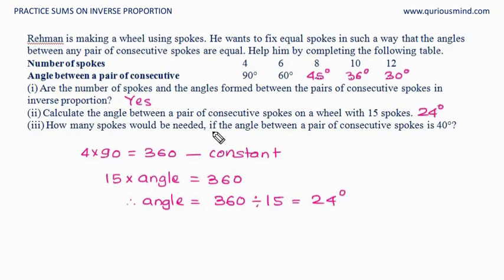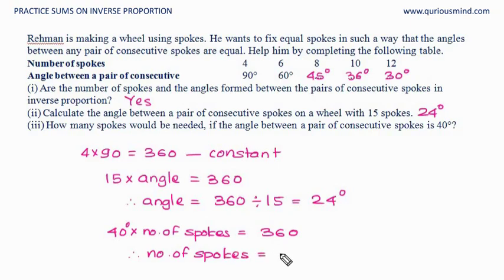How many spokes would be needed if the angle between a pair of consecutive spokes is 40 degrees? Again, we know the product has to be constant. So 40 degrees into the number of spokes is equal to 360, and therefore the number of spokes is equal to 360 divided by 40, which is equal to 9. So there would be 9 spokes.